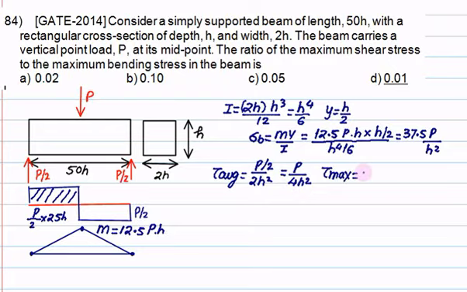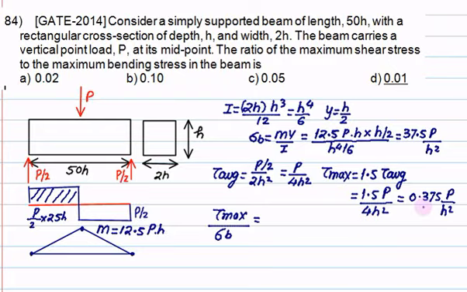For the rectangular cross section, tau max is 1.5 of tau average. So 1.5 times P divided by 4H square. This value comes out to be 0.375. So tau max by sigma B is 0.375 divided by 37.5. Answer is 0.01.